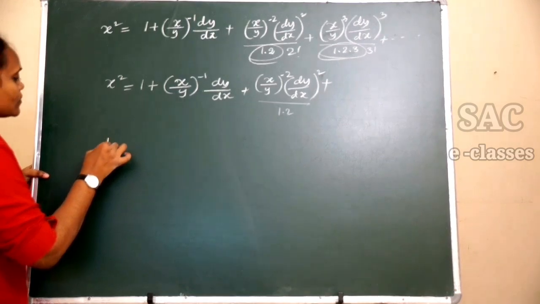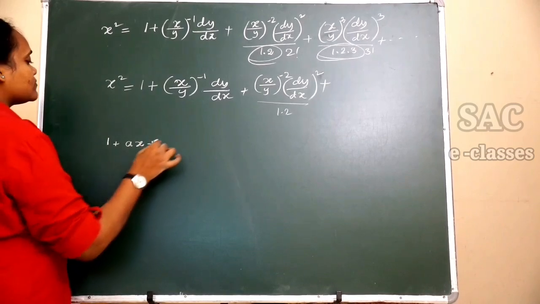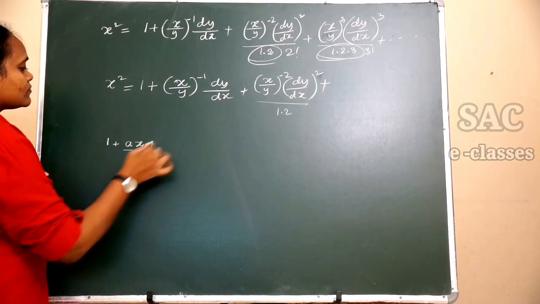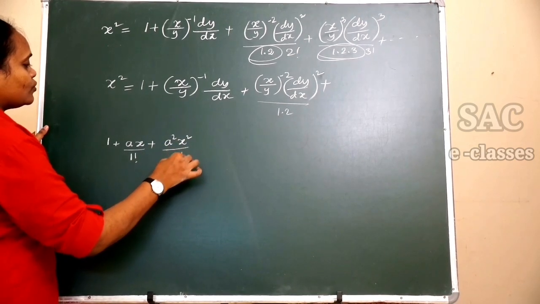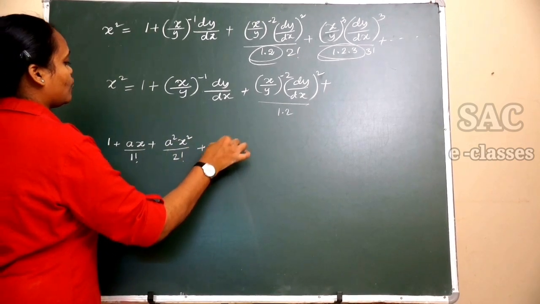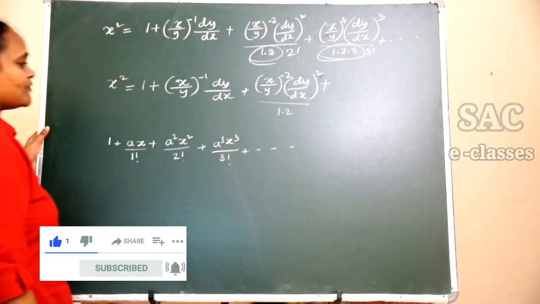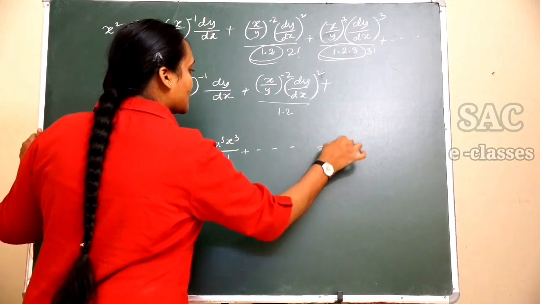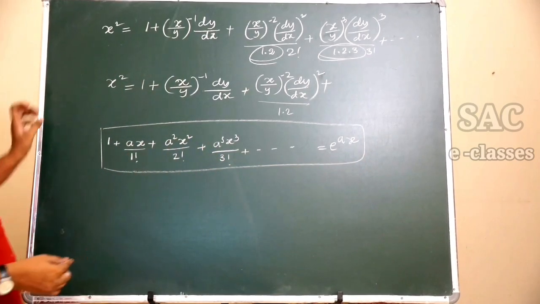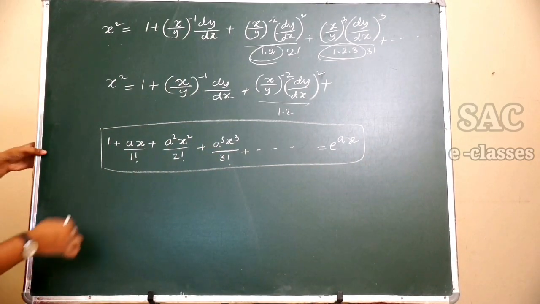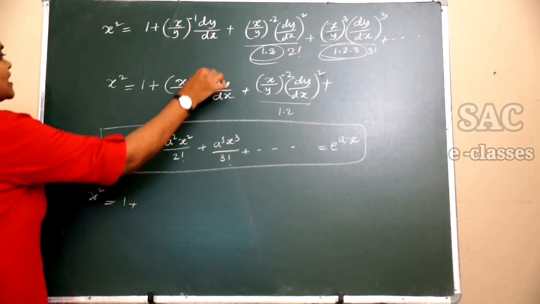Now we all know that 1 plus a into x plus a square into x square by 2 factorial plus a cube into x cube by 3 factorial and so on, sum to infinity is e power ax, right? So let's equate ours also in that manner. x square equal to 1 plus, it is minus 1 is there.